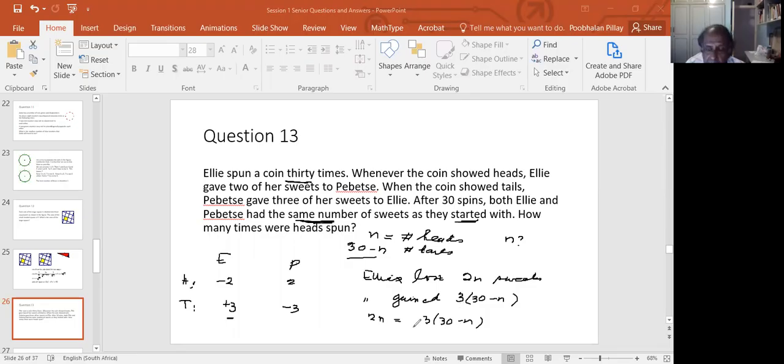Now you got a nice equation here. 2n equals 3 times 30 minus n, so it's 90 minus 3n. So 2n is equal to 90 minus 3n. Bring the n to the other side. 5n equals 90. n equals 18. And that is exactly what we needed to find. How many times were heads spun? And the answer is 18.